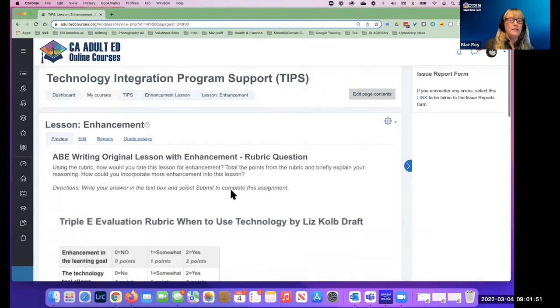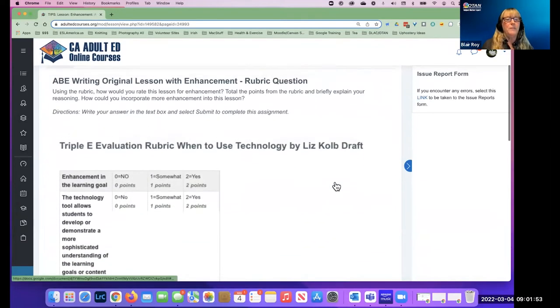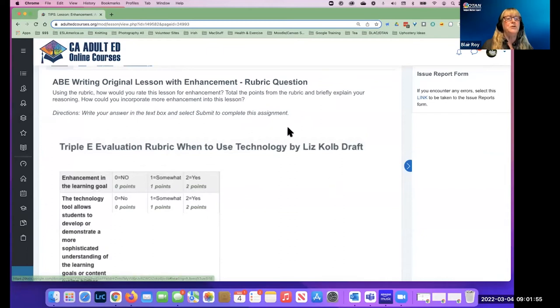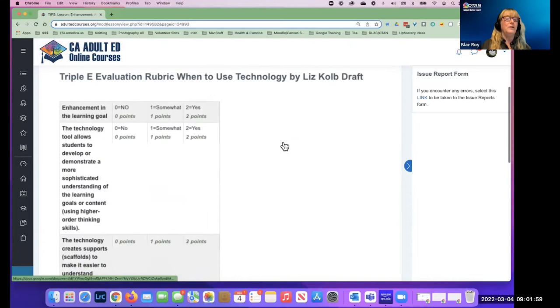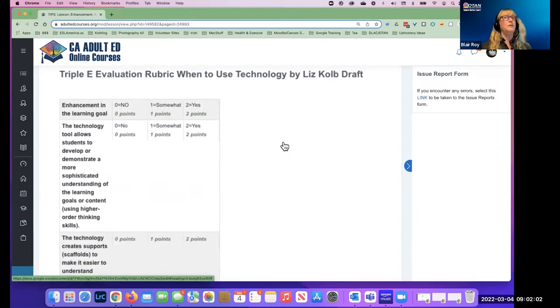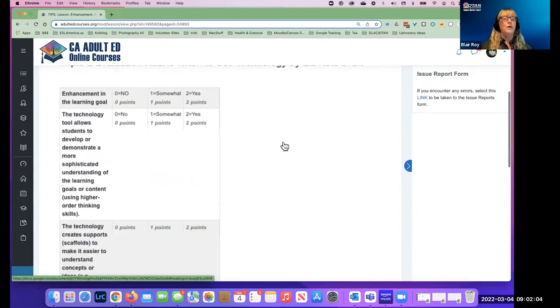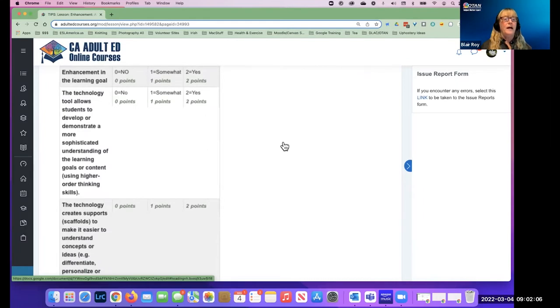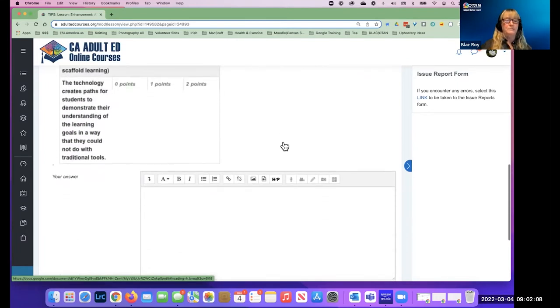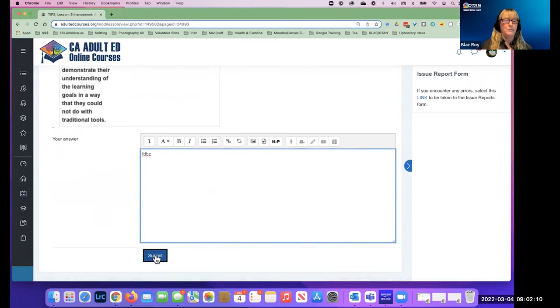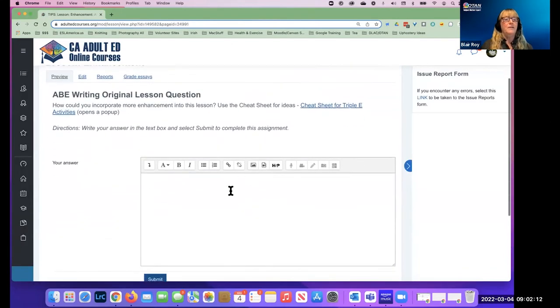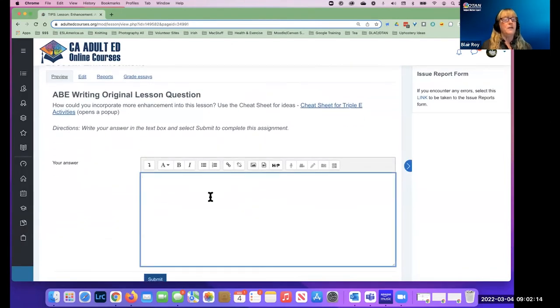As they go through the lesson, we then gave them the opportunity, using the rubric, to rate the lesson. So we're having them think about the lesson they just read through, and how would they add enhancement to that? I'm just gonna go through this real quickly. Then we had them think about more ways to incorporate in, and we give them the cheat sheet.